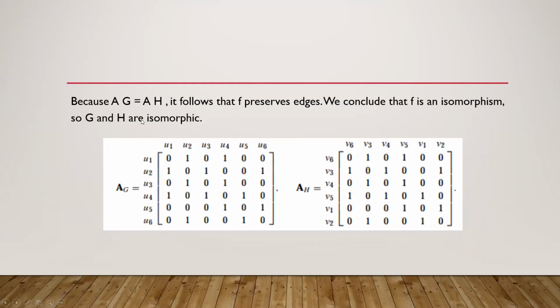Because A_G is equal to A_H, it follows that function f preserves edges. So we conclude that f is an isomorphism. So G and H, these two graphs, are isomorphic.